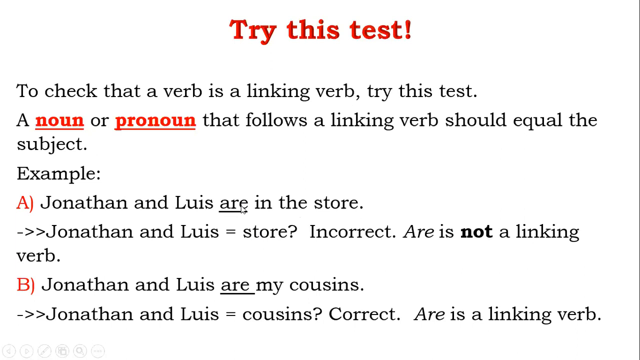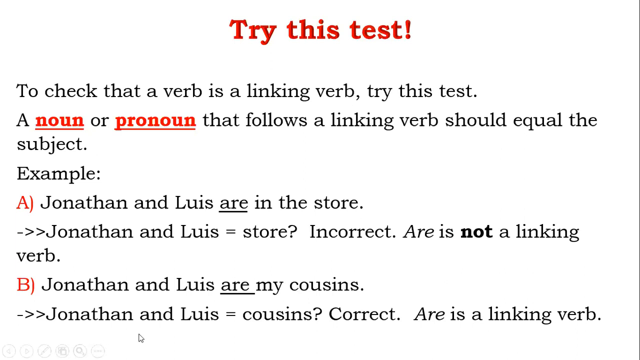In this sentence, are is acting as a being verb. It's just showing state of being. It just shows that they're in the store. That's it. Let's go to letter B. Jonathan and Louis are my cousins. Again, we identify the verb. We know that are is a being verb. It can act as a helping verb. It can act as a linking verb. So that's what we're trying to figure out, okay?